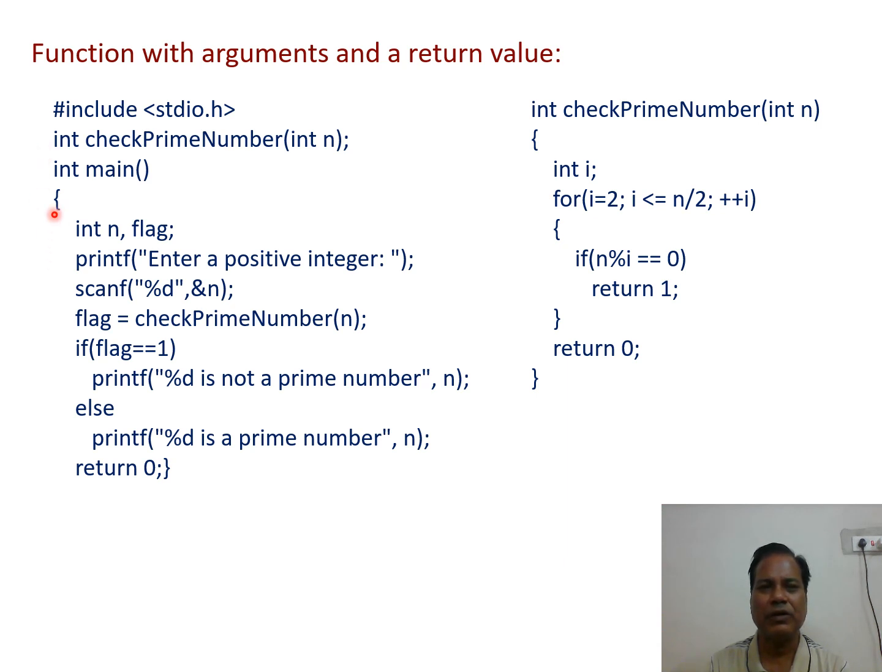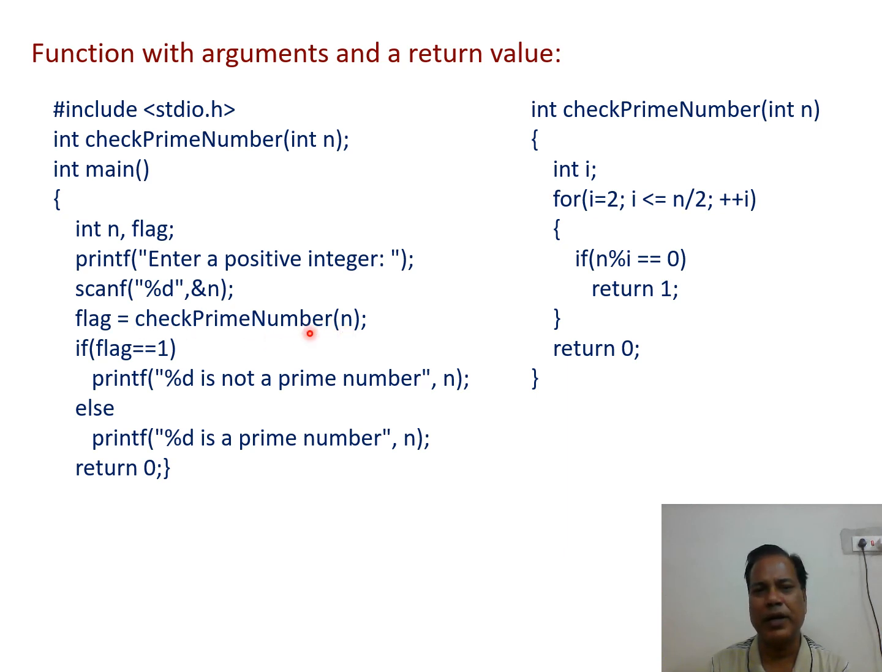So let us see what is written in the body of the main function: int n, flag. Using this statement, two integer variables n and flag are declared. Next statement, printf, enter a positive integer colon. This message is displayed on the output screen, whereby the user enters a positive number that is taken in and stored in the variable n with the scanf function. The next statement is flag equals check prime number n.